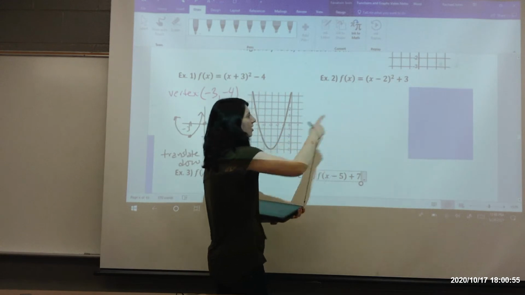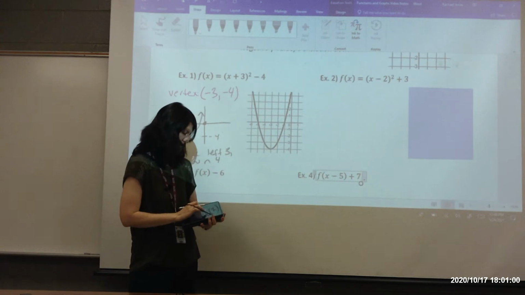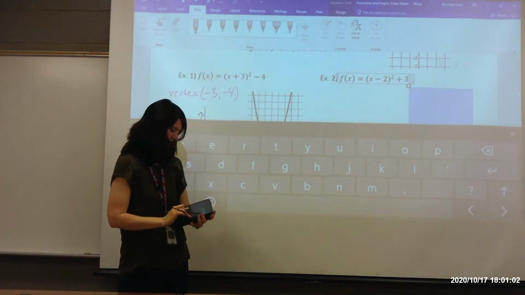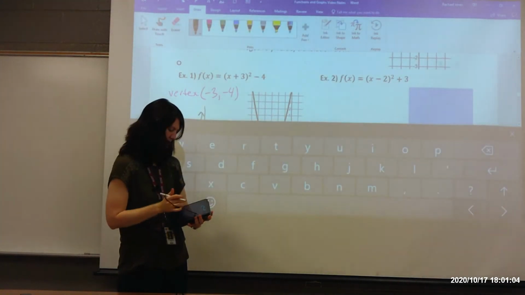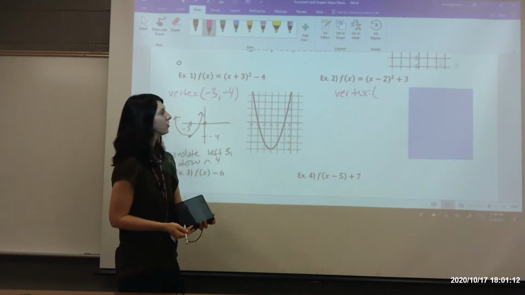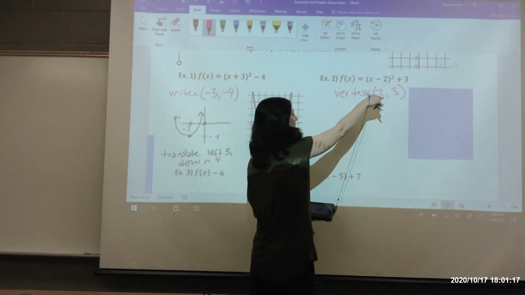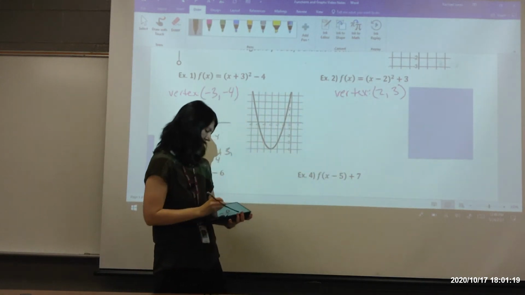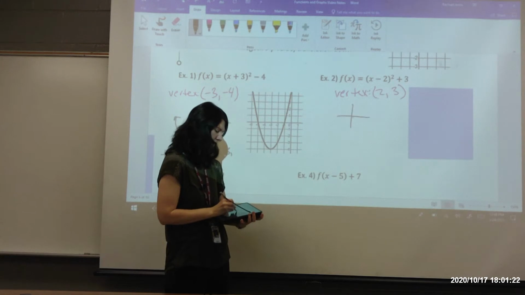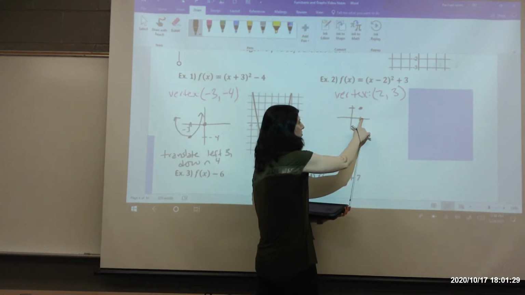Okay? So let's see if you can try. Find the vertex and tell me how it translated. Okay? So in this case, our vertex was 2, 3. Remember, opposite sign, same sign. And if I think about that on a coordinate grid, then positive 2 would be over here, positive 3 would be up here. So our vertex moved from the origin, and it went right 2 and up 3.